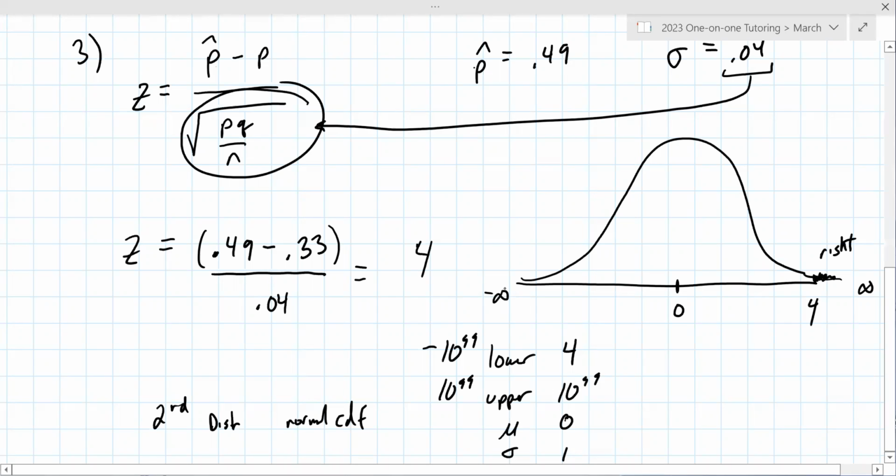Is it negative 10? No. Your lower is 4, your upper is 10 to the 99, then 0 and 1. Oh, okay. You've got to put these in, under second distribution, normal CDF. What I'm saying is, if you don't know the lower, use minus 10 to the 99. If you don't know the upper, use 10 to the 99. Okay.